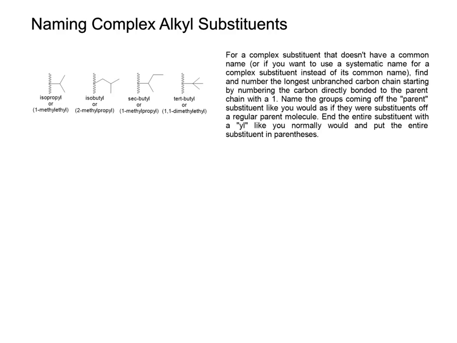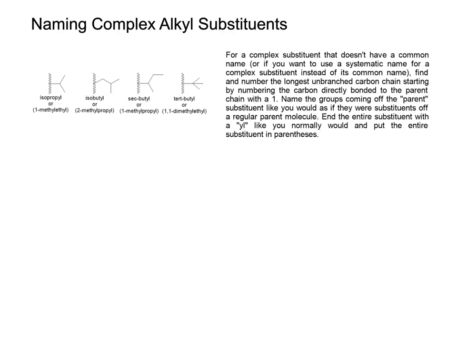So for a complex substituent that doesn't have a common name, or if you want to use a systematic name for a complex substituent instead of a common name, what you do is you find and number the longest unbranched carbon chain, starting by numbering the carbon directly bonded to the parent chain with a 1. Then you're going to name the groups coming off the parent substituent, as if they were substituents off a regular parent molecule. Then you're going to end the entire substituent with a YL, like you normally would, and put the entire substituent in parentheses. Let's look at this isopropyl group.